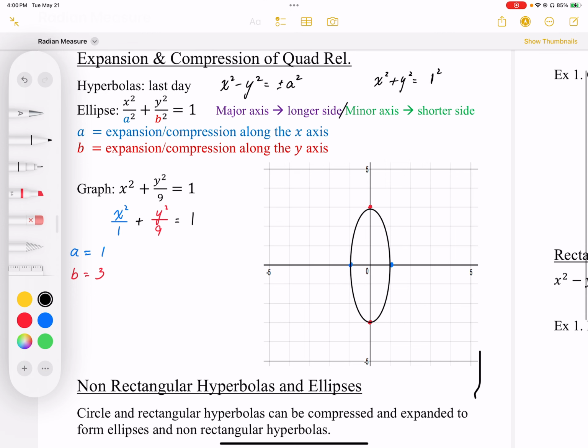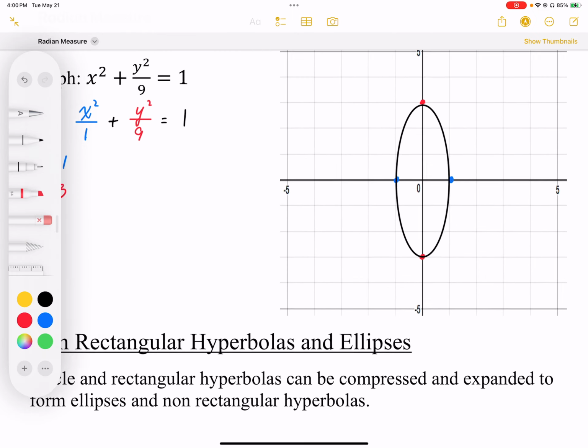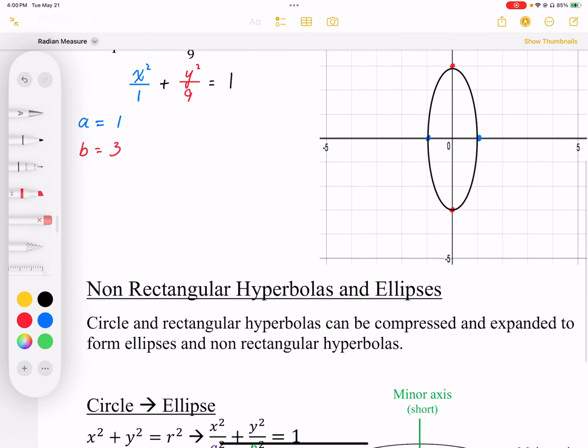So these are non-rectangular ellipses and hyperbolas. So when we talk about rectangular hyperbolas, they are symmetrical along x and y, and circles are symmetrical along x and y. So non-rectangular hyperbolas and ellipses go together.